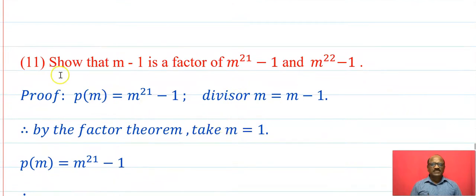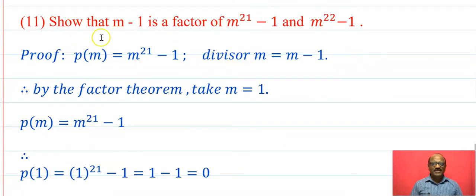For the next, show that m minus 1 is a factor of m raised to 21 minus 1 and m raised to 22 minus 1. Again I will repeat. Now see this here, p of m is equal to m raised to 21 minus 1. The divisor is m minus 1.